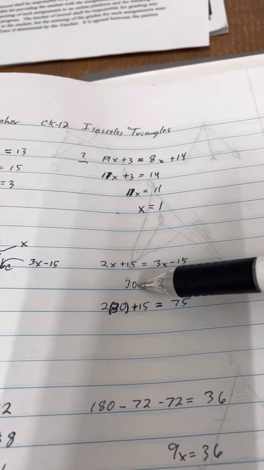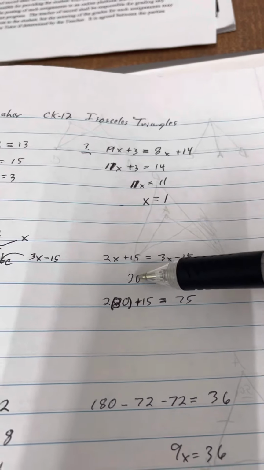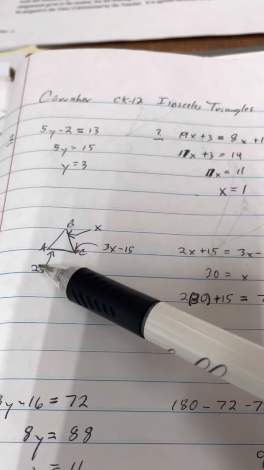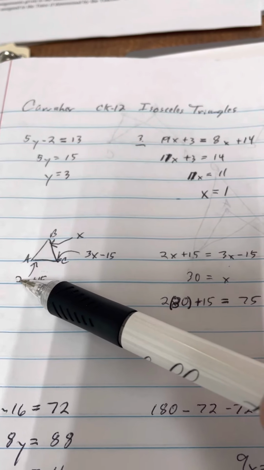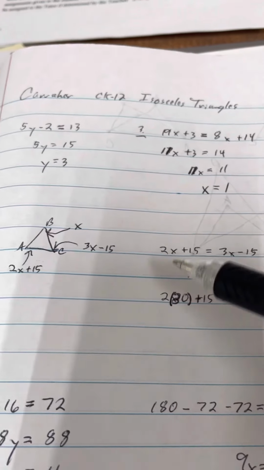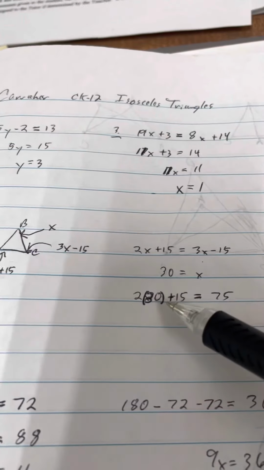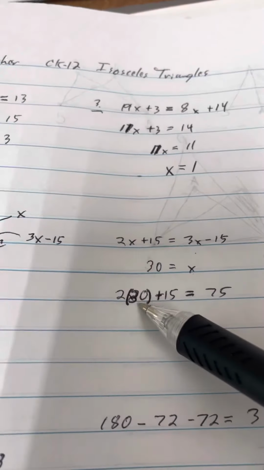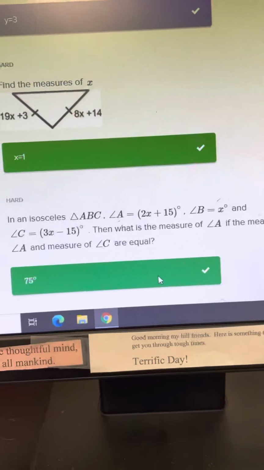X is 30. Now, one of your answers is 30, but remember you have to plug the x value back into the problem because they want to know what angle A is. So you plug that 30 back in for the x, and 2 times 30, that's 60, plus 15 gives you 75. So you should have 75 for your answer there.